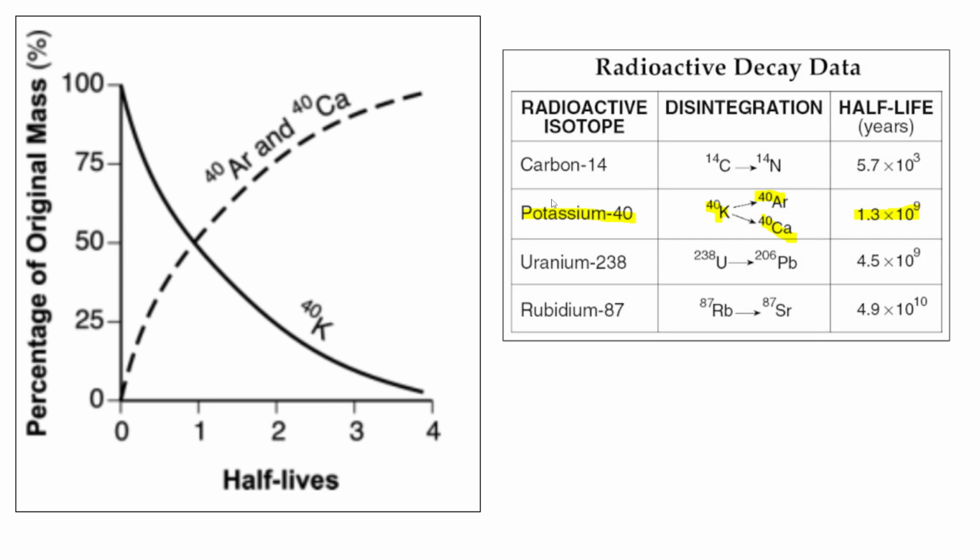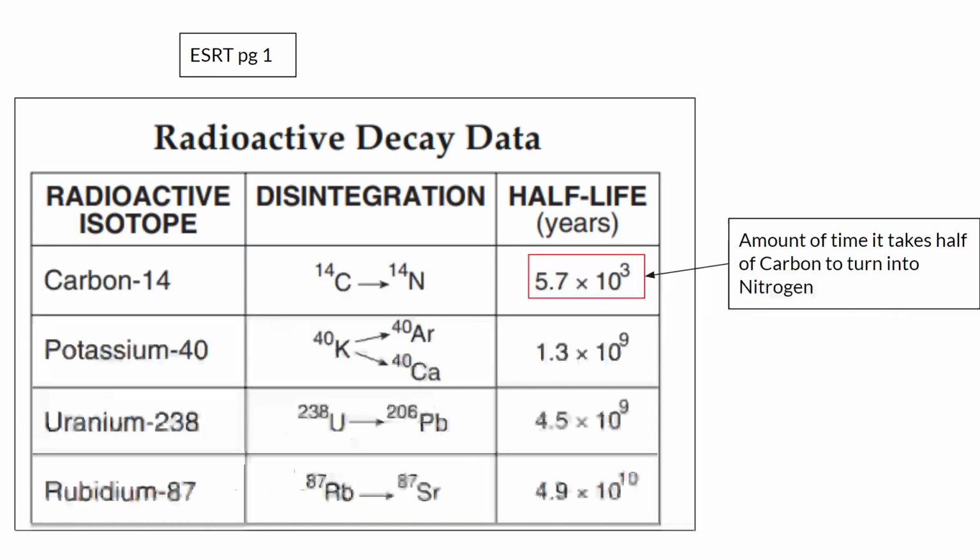This is another example, potassium 40. As potassium 40, my radioactive isotope, decreases, it will turn into argon 40 and calcium 40, and those disintegration products should increase. And potassium 40 takes 1.3 times 10 to the power 9 years for one half life, for half of my sample to turn stable.